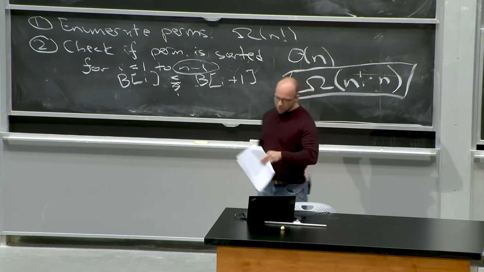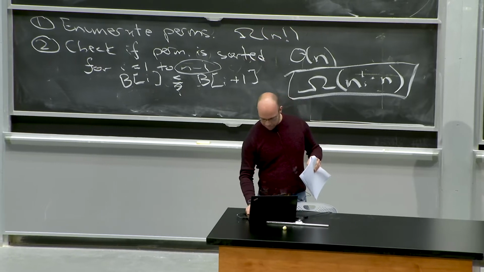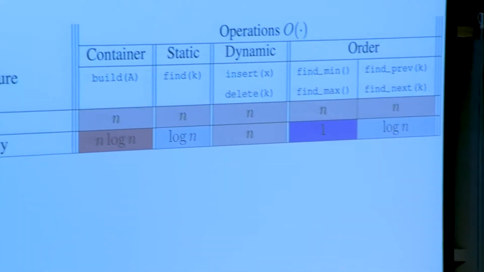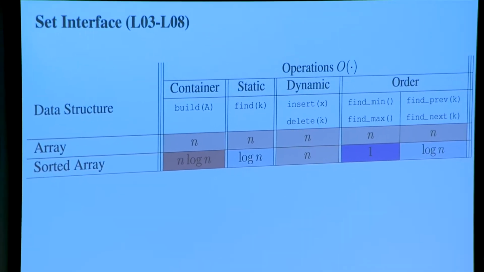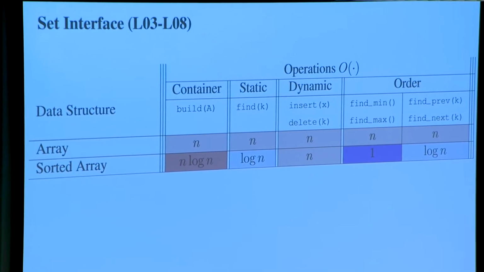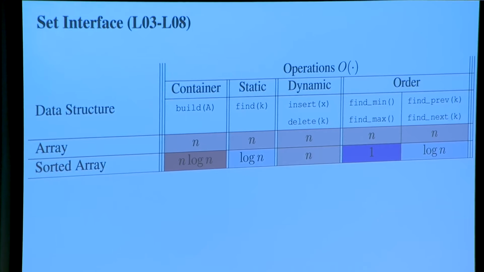But great, so if we go back to our table for the set interface, if we implemented it using this goofy algorithm, then the lower left entry in our table would be n factorial times n, which wouldn't be so hot. But notice that all the rest of our operations are now quite efficient, right? I can use binary search. I just obtain the sorted array in kind of a funny fashion.